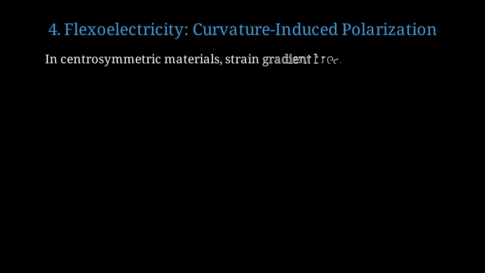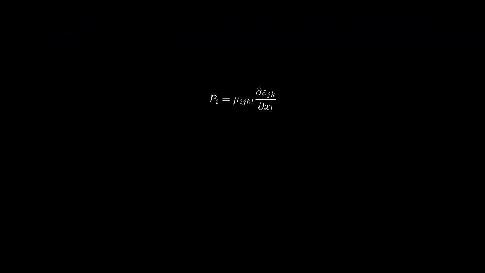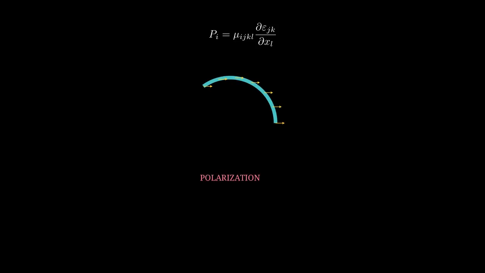Even in materials that normally have no piezoelectric effect, a strain gradient from bending can break the symmetry and induce polarization. The polarization P sub i equals the flexoelectric coefficient mu times the gradient of strain, capturing how curvature creates electric fields. When a nanomaterial bends, a polarization field develops perpendicular to the surface, creating an effective electric field.